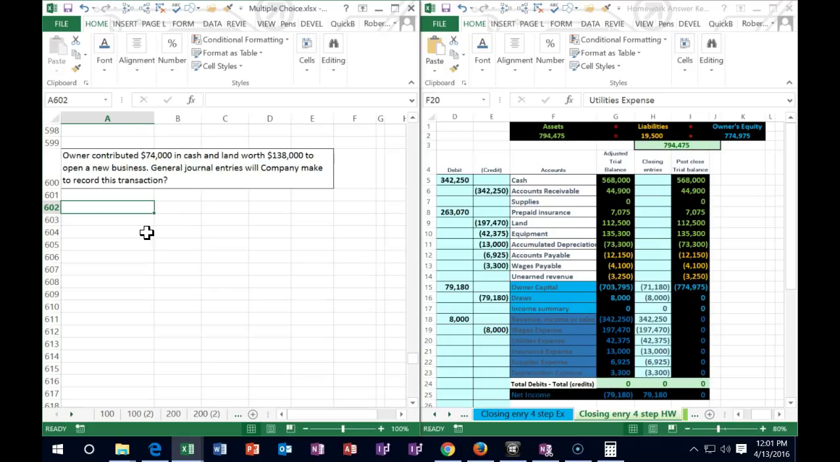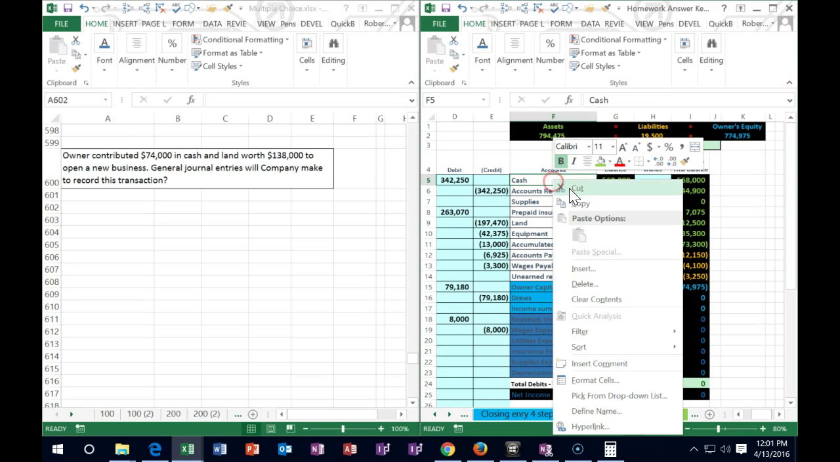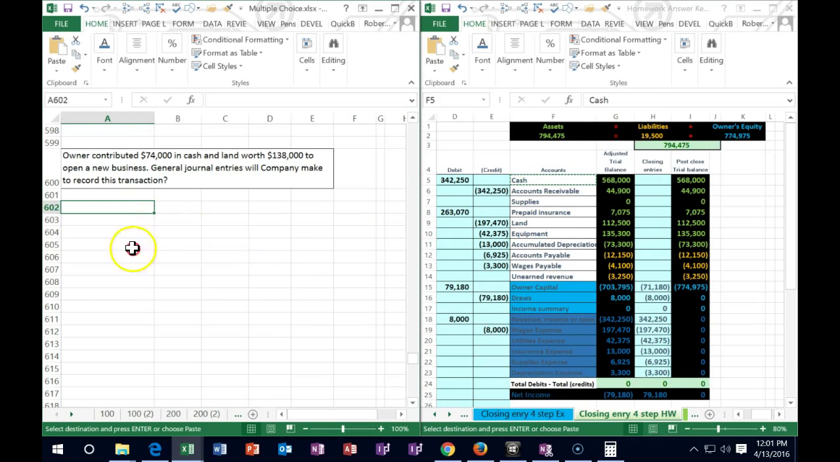So the owner contributed $74,000 in cash. That's pretty straightforward. Is cash affected? Yeah, cash is going to go up on the business side. Cash is a debit. Therefore, we're going to make it go up by doing the same thing to it, which is another debit. So we're going to debit cash. And then we're going to credit.